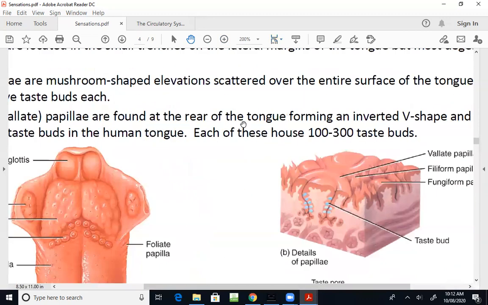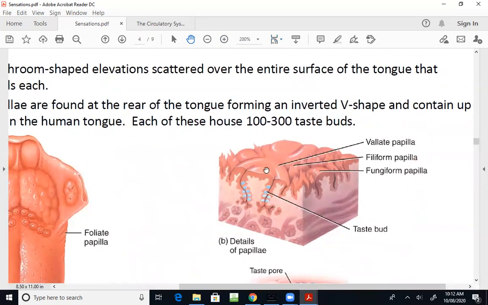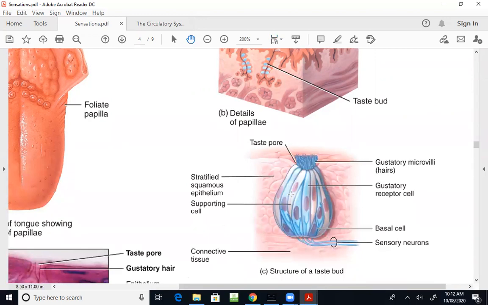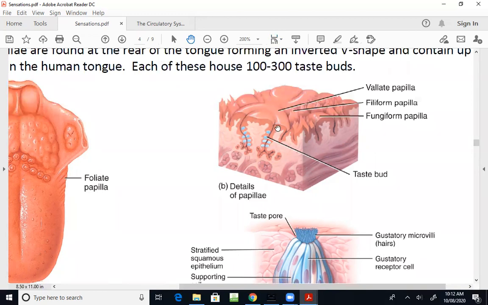Looking at this picture over on the right, it shows a valate papilla. We've sectioned into it, and the taste buds are actually kind of down in the depths of it, which is kind of cool. Each of these little blue dots is a taste bud, and that is why saliva plays a big role in the sense of taste, because it helps dissolve the chemicals that we taste and get them down into those crevices so that we can stimulate the taste hairs.